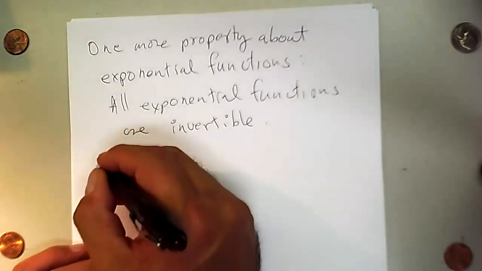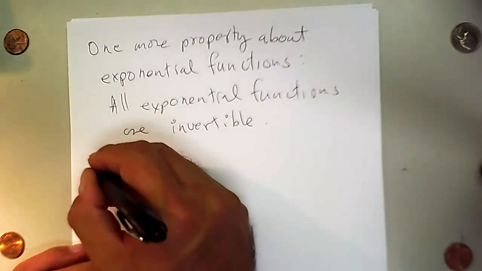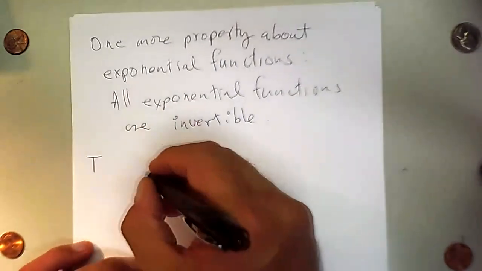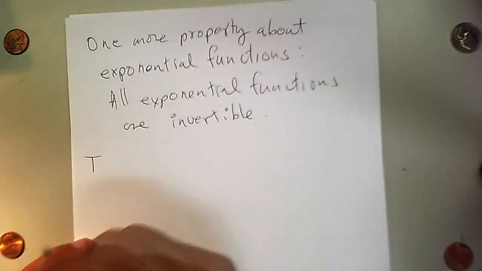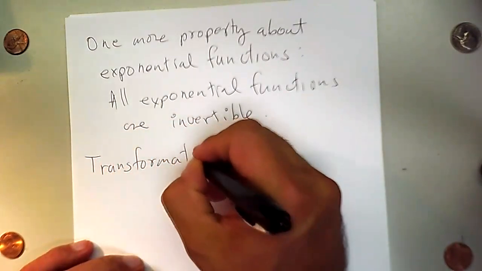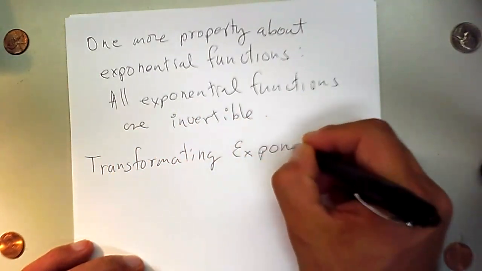And the other thing I neglected to mention is the transformations. Well, it's not that I neglected it, it's just I have to do one thing at a time. But the next thing we want to talk about is transformations. And I'm not going to spend way too much time on this. I'm just going to explain a couple examples. Transformations of exponential functions.